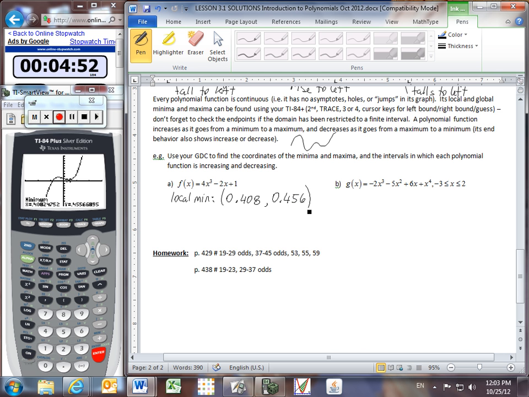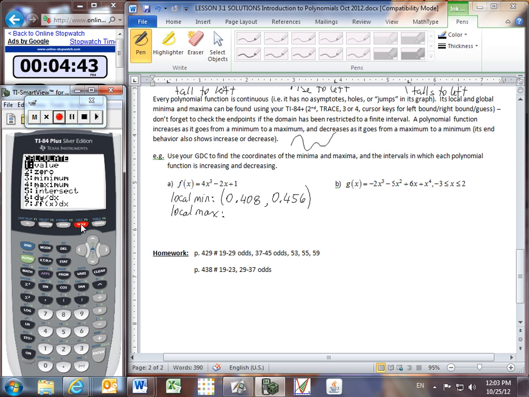So those are the coordinates of the local min. And our local max, similar procedure, except now inside the calculate menu, I'm choosing option 4 for maximum. And instead of moving my cursor to the left and moving my cursor to the right, then moving my cursor to the guess, I can just type in a number that I can see is clearly on the left. Like -1 is on the left of that local max. And then I can see that 0 is on the right of the local max.